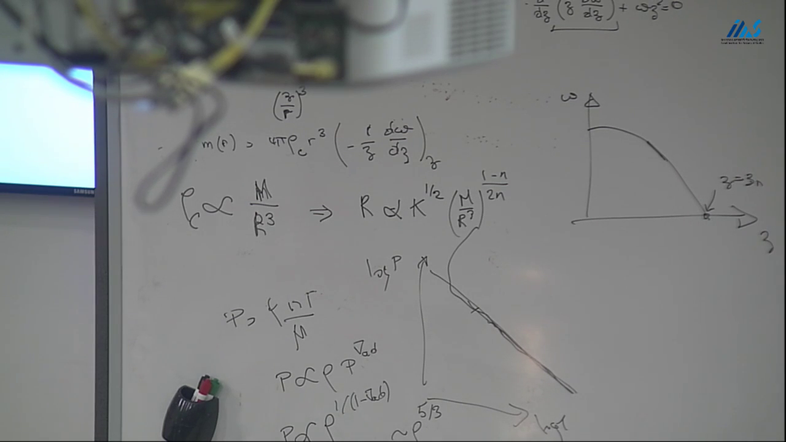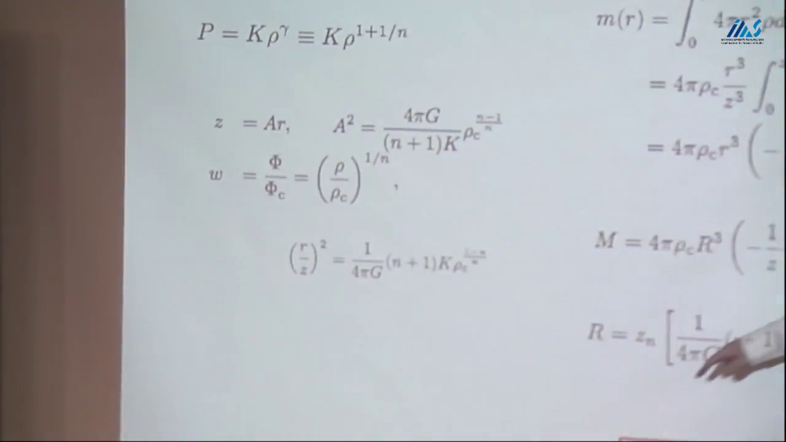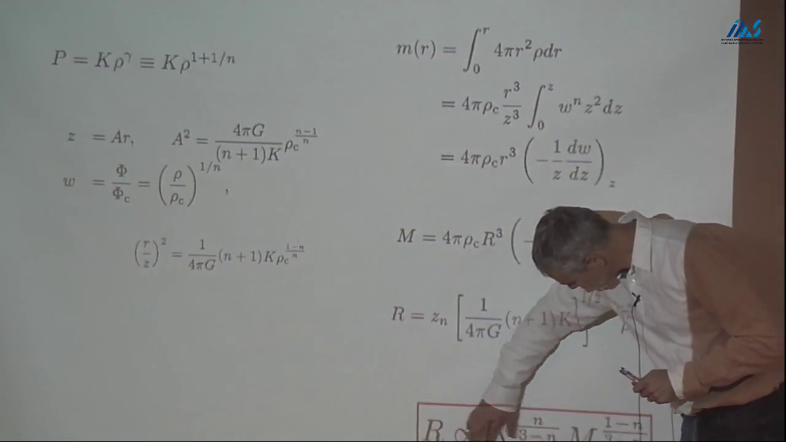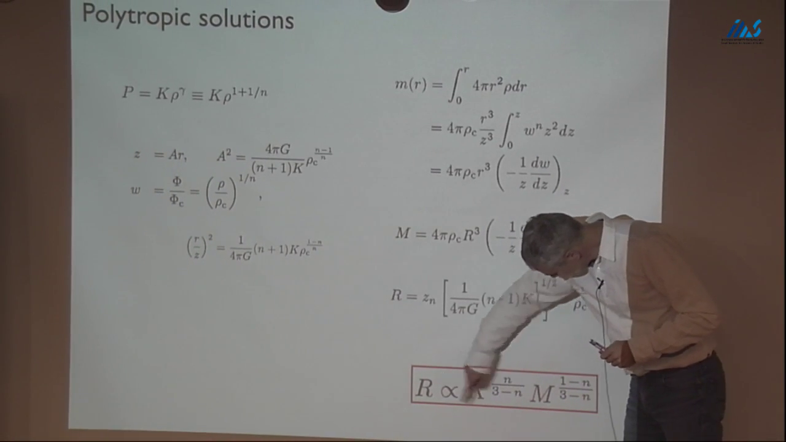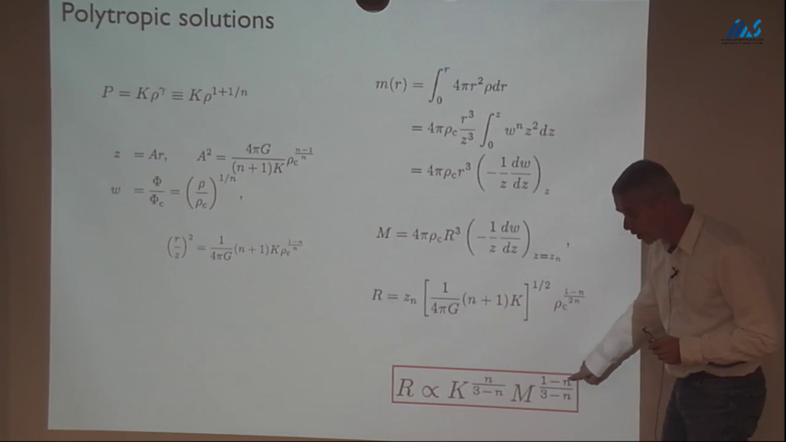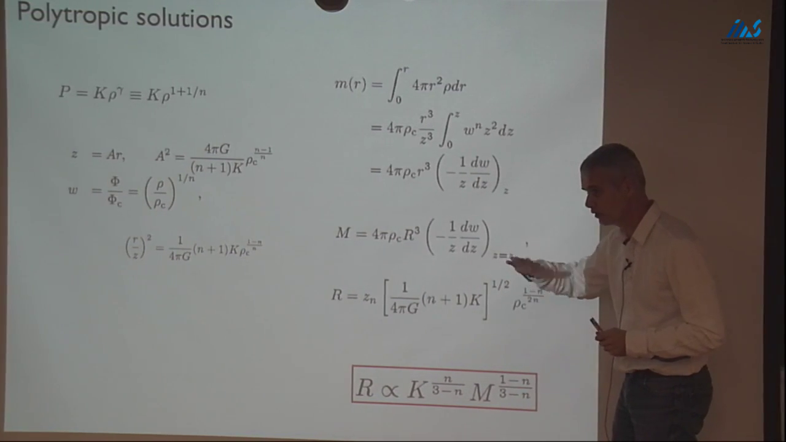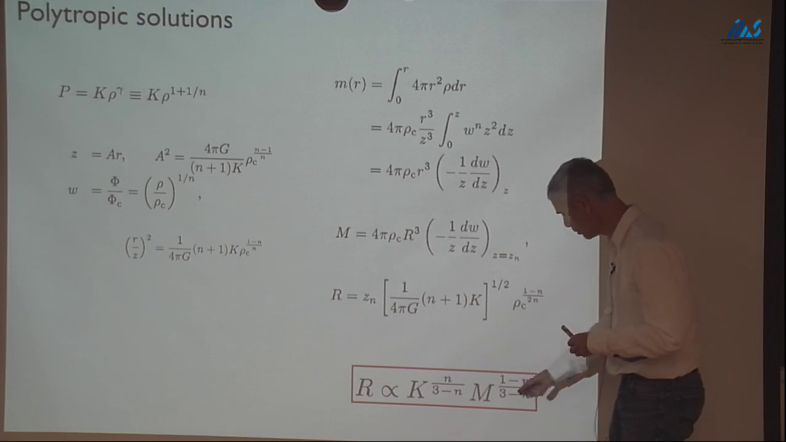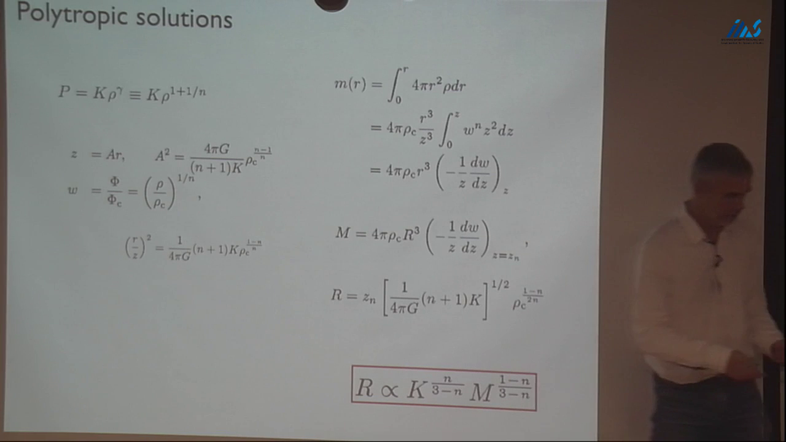So it's a very fundamental expression in stellar physics. It tells you that if we forget the k, if that is constant, radius is proportional to mass to a certain power, and this will depend on your polytropic index. So depending on how the energy is transported or how the equation behaves, you will have a different dependency between mass and radius.